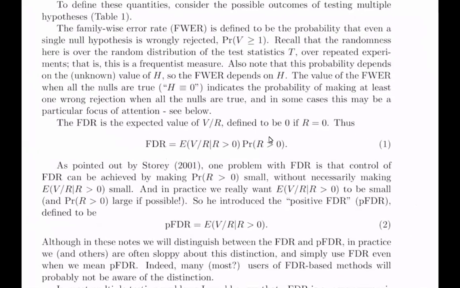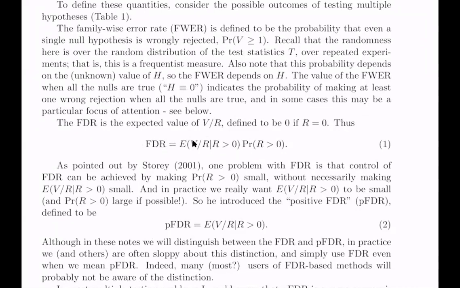Here we go. Okay, but we have one extra wrinkle here, which is that R can be 0. And so what do you do if R is 0? Well, of course, if R is 0, V is 0 as well, because R is the number of rejections and V is the number of rejections that are false. So the idea is if you make no discoveries, we're going to define the FDP as 0, right? If you make no discoveries, there are no false ones out of your no discoveries. So we're going to define the FDP as 0.